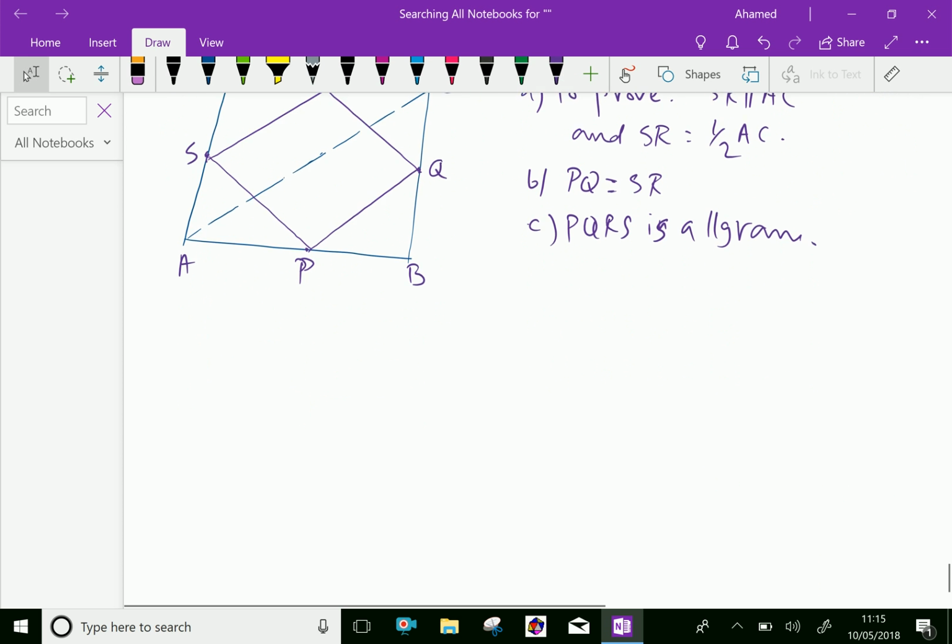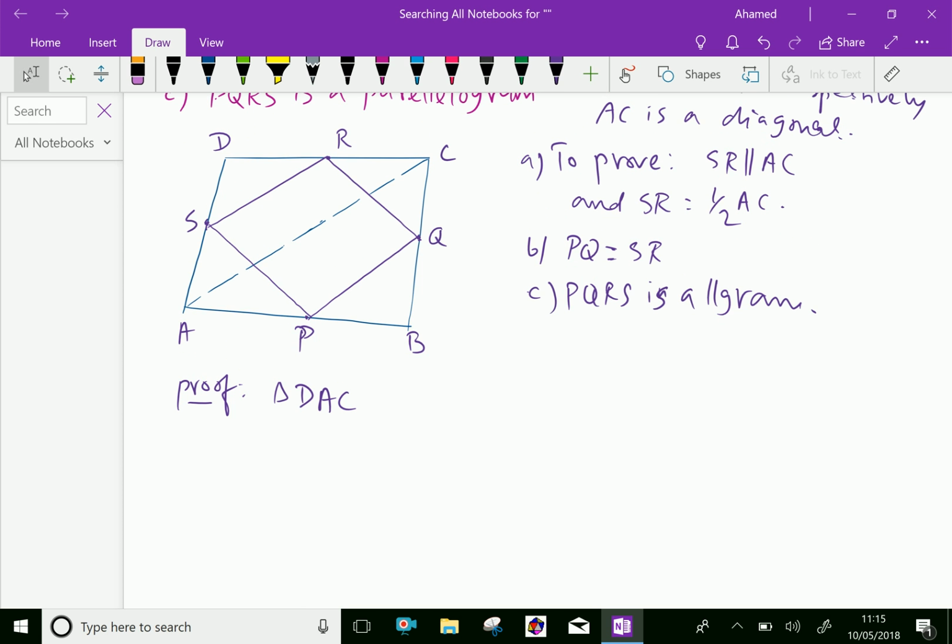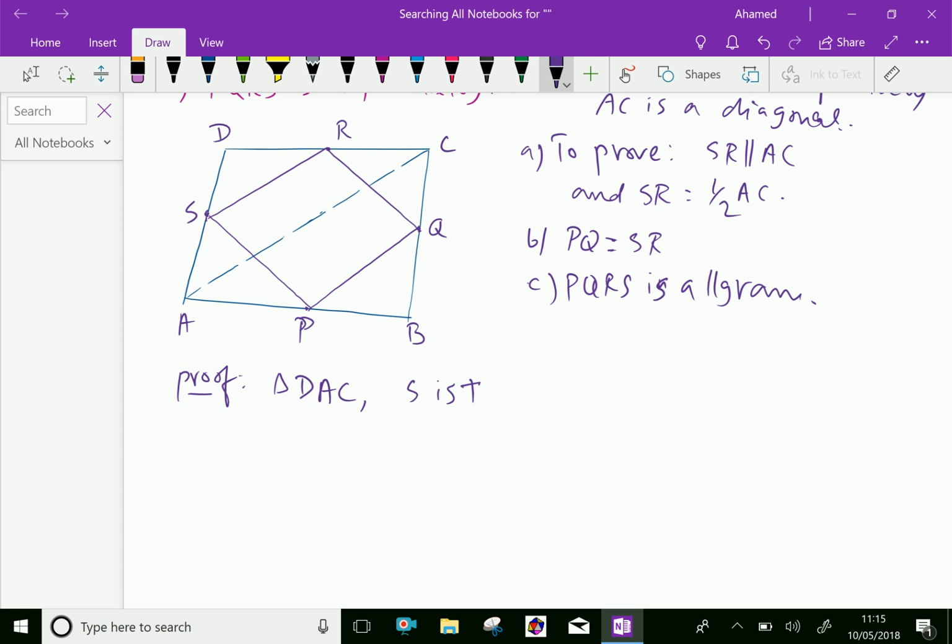Now let us start the proof. In triangle DAC, DAC means, through the diagram, the triangle DAC. Now S is the midpoint of DA and R is the midpoint of DC.